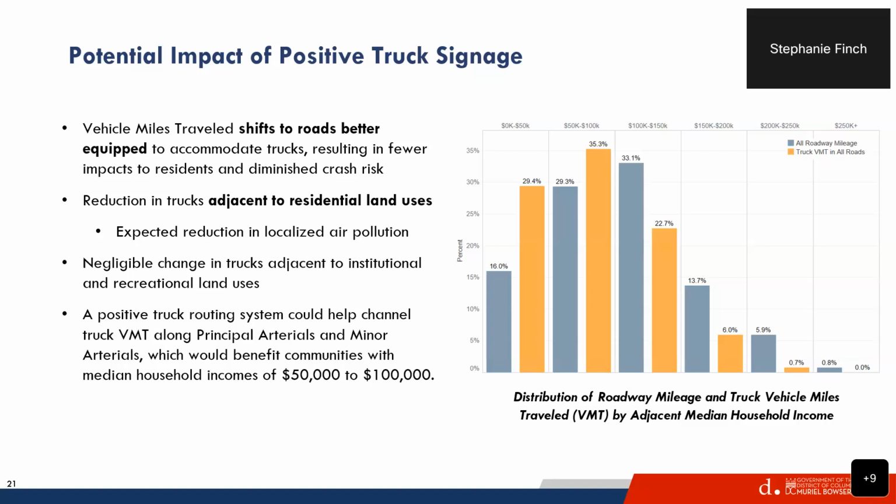And we think that a positive truck routing system could help channel truck traffic, as I mentioned, along those primary arterials, which would benefit communities with median household incomes of $50,000 to $100,000. And the chart on this slide shows the fact I talked about in the last slide. If you look at the bar graph to the furthest left, this is road segments in neighborhoods with a median household income of $50,000 or less. And those neighborhoods have 16% of all the roadway mileage in the district, but they account for 30% of the truck traffic. And there's also a difference in neighborhoods with 50 to 100,000, where the truck traffic sort of exceeds their percentage of the roads.